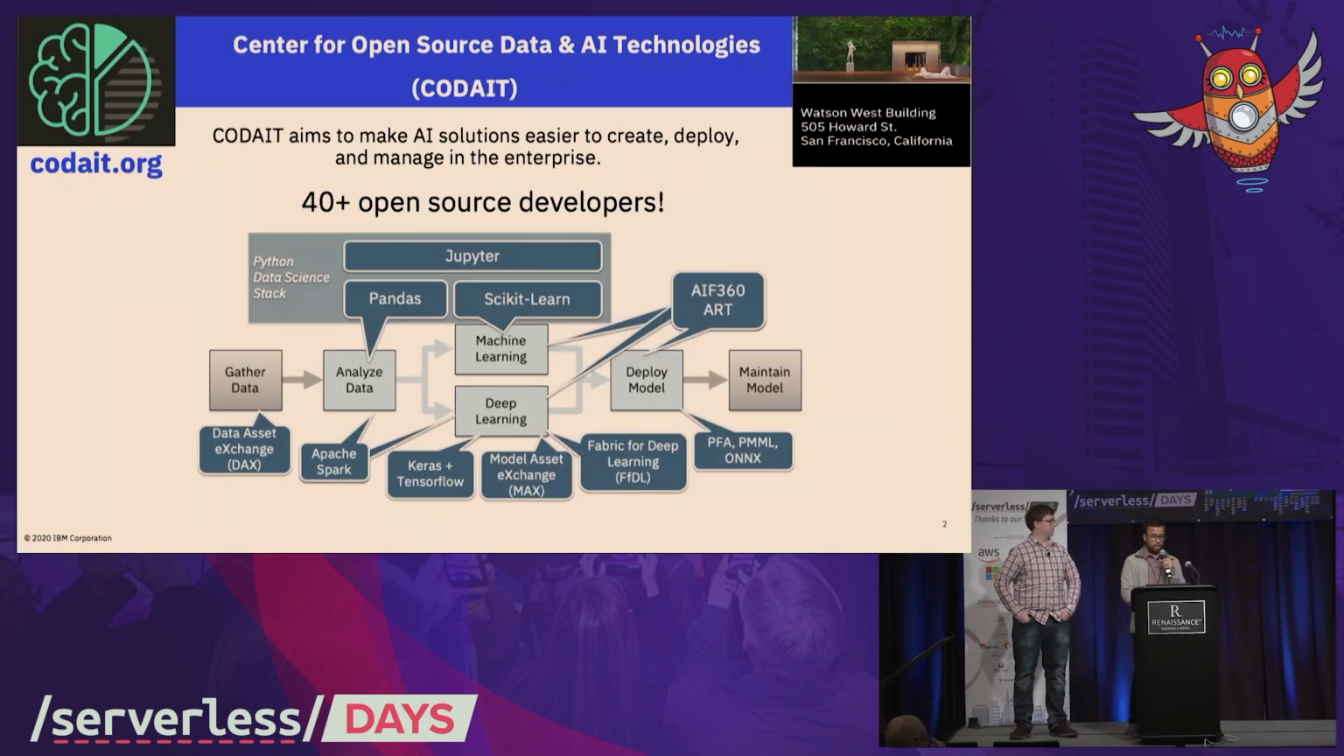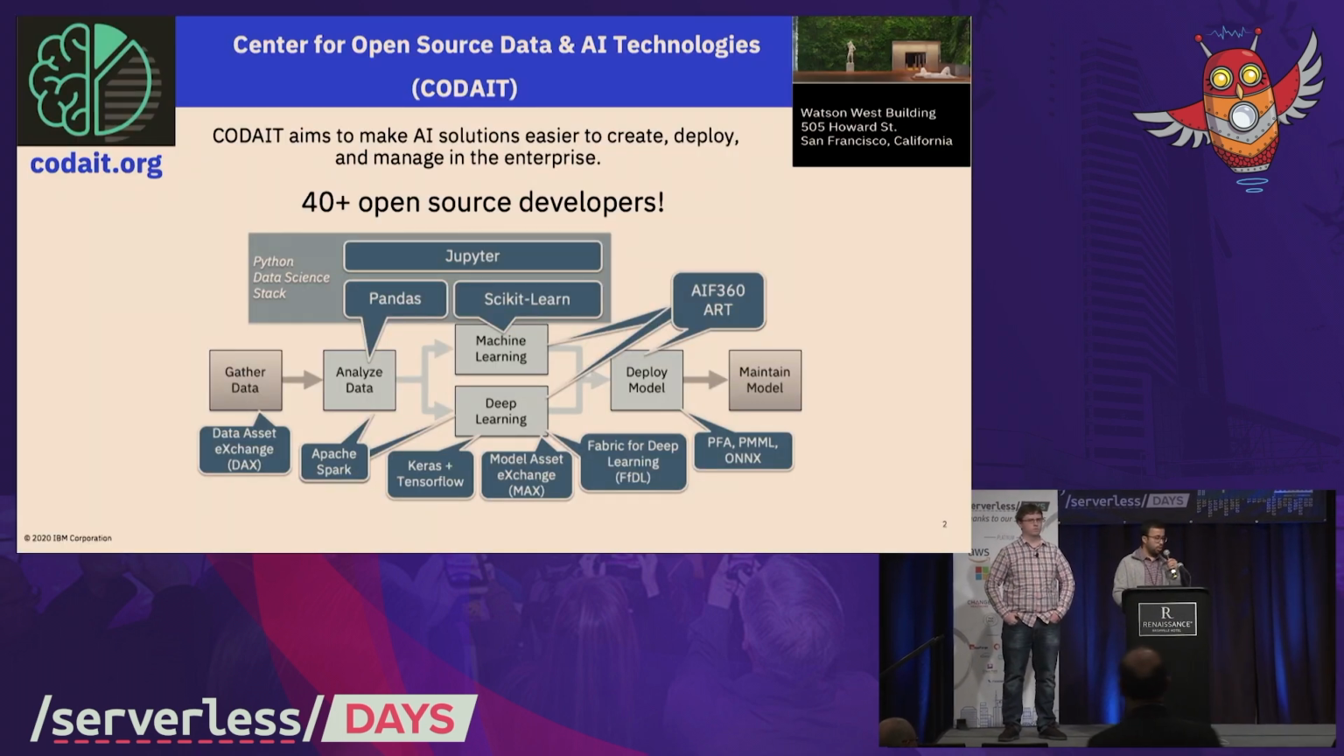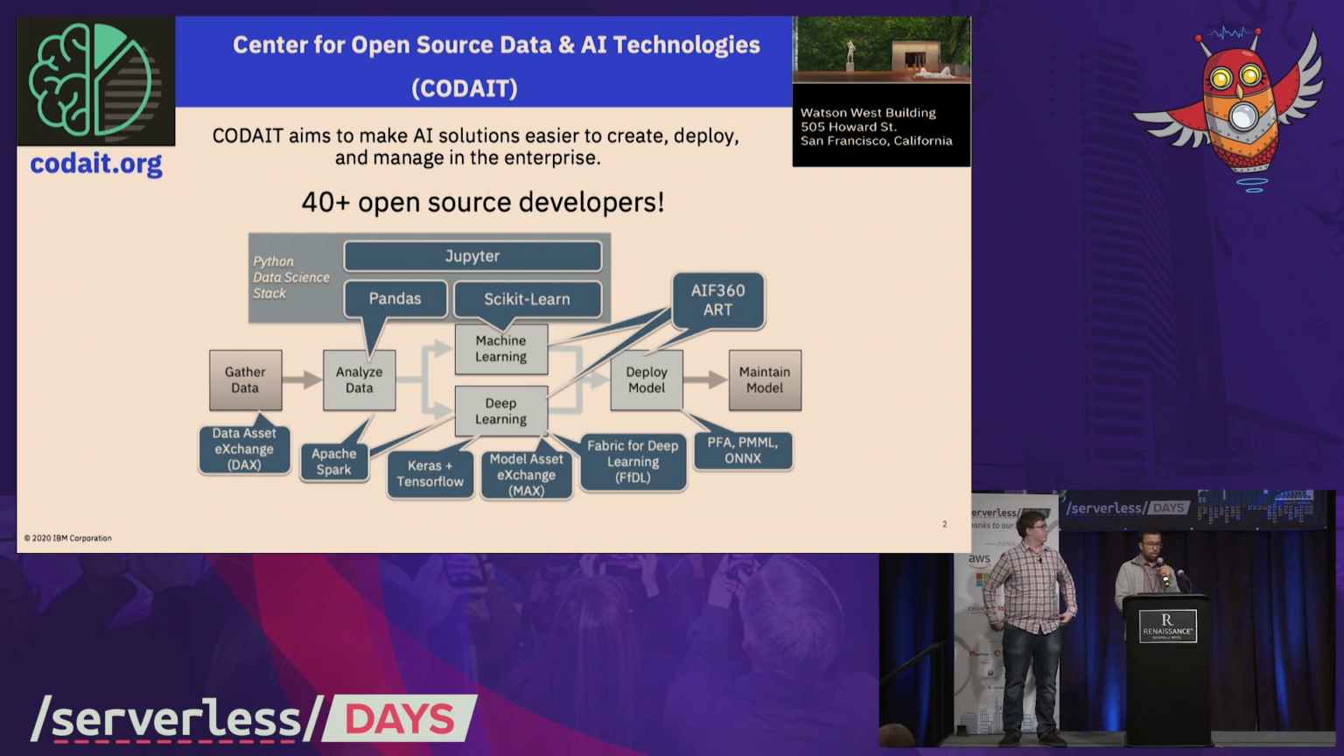A little bit about our team. We are relatively new, about 2 years old. We work on all things open source data and AI. Our aim is to make AI solutions easier to create, deploy, and manage in the enterprise. We have a mix of engineers, data scientists, and developer advocates, working on open source projects, contributors and committers, etc.